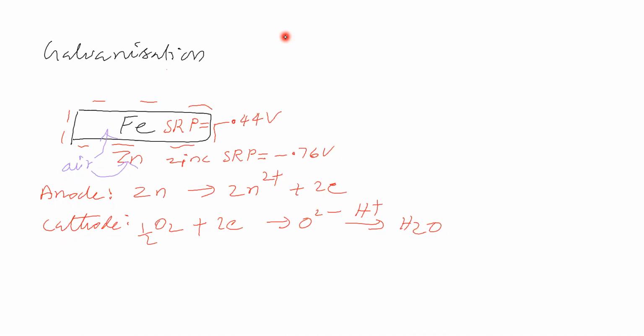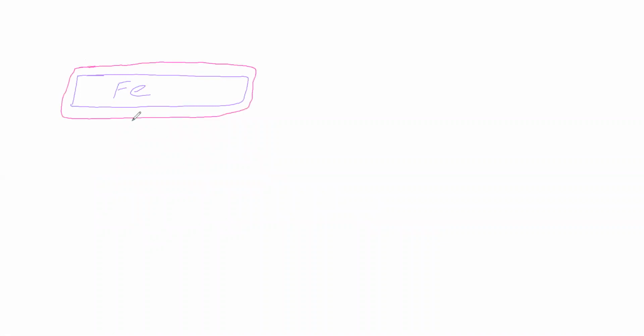Now let us consider some other metal for galvanization. Now we will take iron metal, and it is coated with some other metal. What is that? Tin.